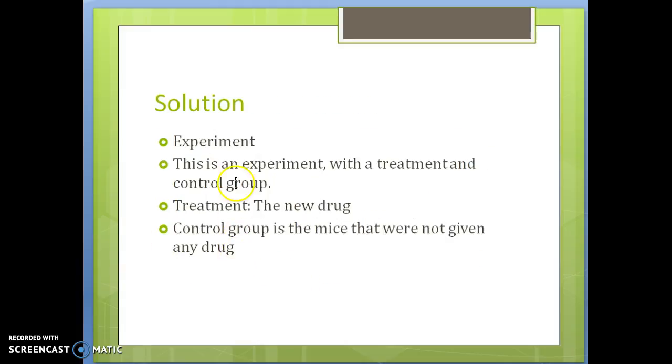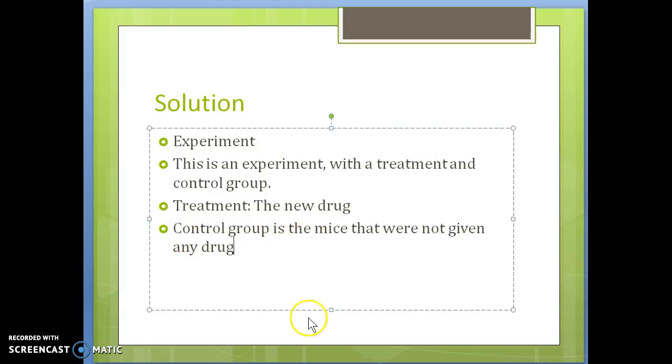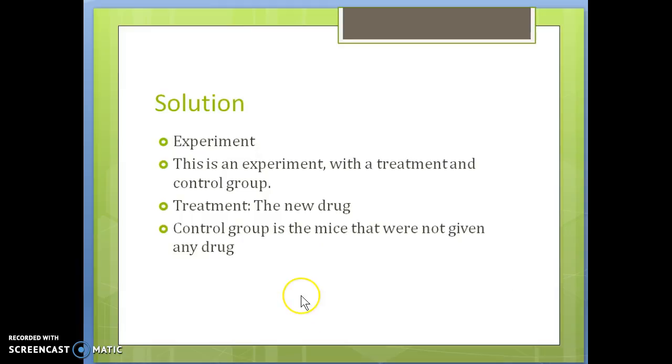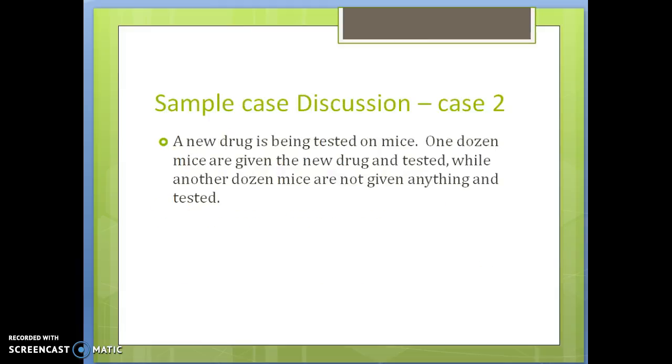So here's a quick answer. It's experimental because they give the mice the drug. Because it has a treatment, the treatment is the new drug. The control group is the mice that were not given the drug. How do they apply the treatment? They give the drug to the mice. And what is the limitation? It's limited to mice, okay, and in the lab. So it's not open to everybody.